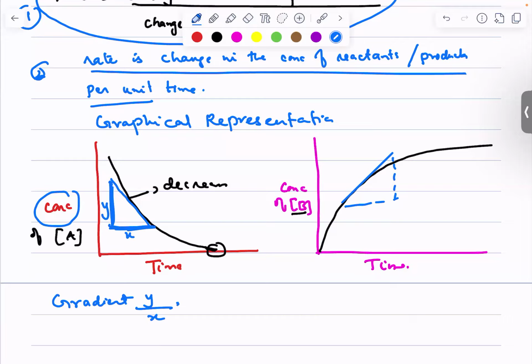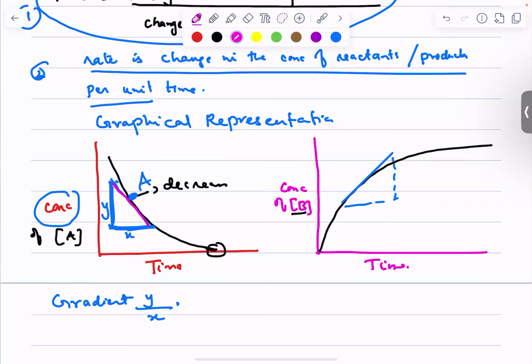All right. So if you are going to take the gradient in terms of reactant, then what is going to happen? The gradient decreases as the rate decreases and becomes zero when all of the reactant is used up. All right. And in this graph, we determine the rate of the reaction at point A. Let's suppose this is point A. So at point A, we can determine the rate by drawing a tangent and then measuring the gradient.